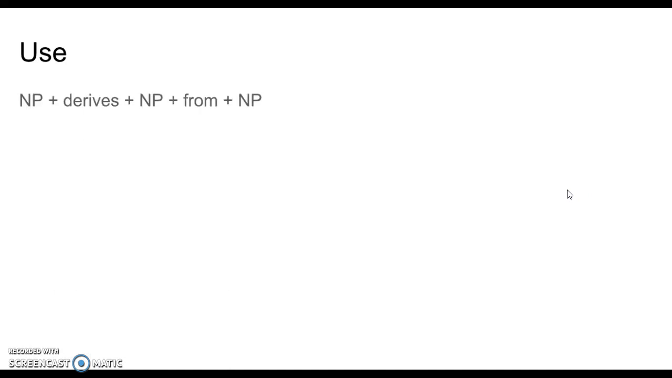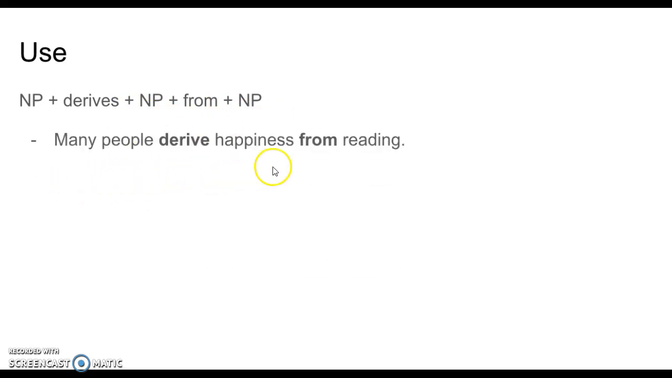A second pattern that we often use is this right here, noun phrase plus derives plus noun phrase plus from plus noun phrase. So let's just look at a couple of examples here. Many people derive happiness from reading. So here we're saying that this subject gets happiness from this noun phrase.